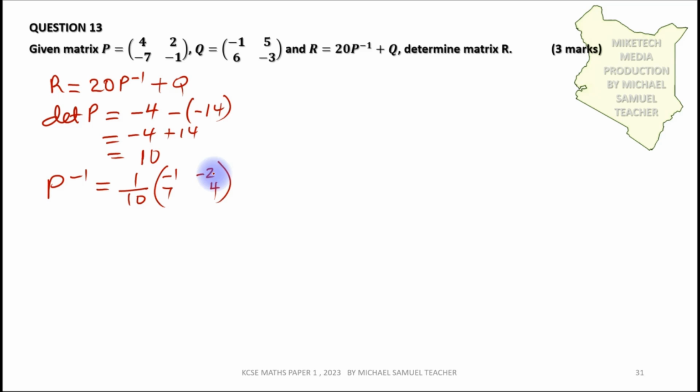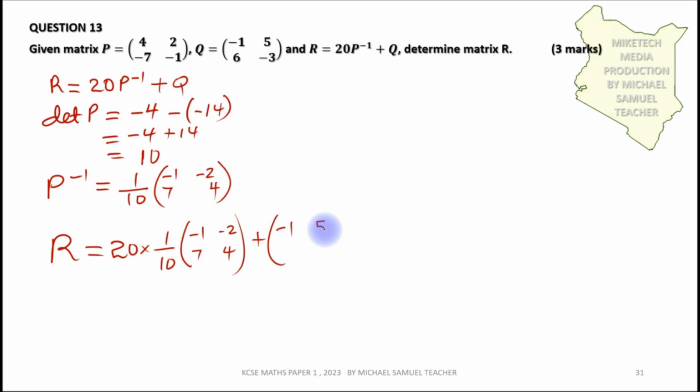Therefore, R will be equal to 20 times the inverse of P, which is 1 over 10 times the matrix with rows minus 1, 2 and minus 2, 7, 4, then plus Q, which is the matrix with rows minus 1, 5 and 6, minus 3. This will be equal to 20 times 1 over 10. So 20 by 10 is 2. Therefore this will be 2.